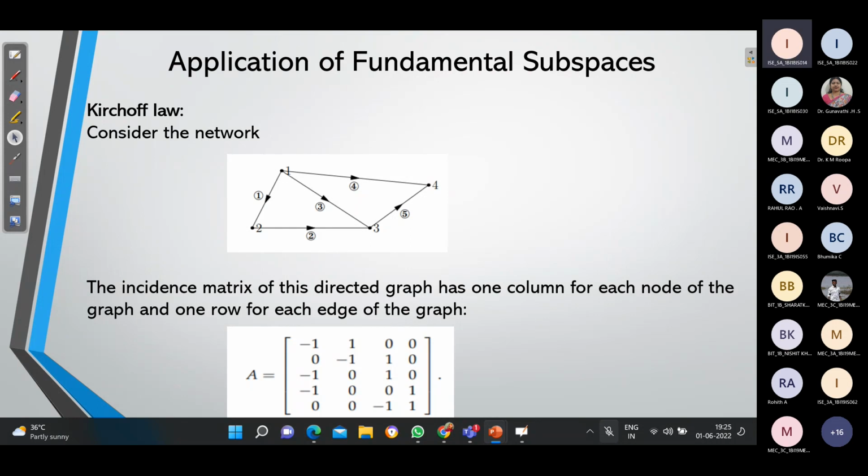If you consider the first edge, it is flowing from 1 to 2. So for 1, it is an outward edge, and for 2, it is an incoming edge. So for 1, it is represented as minus 1, and for 2, it is represented as plus 1. Since this edge is between only 1 and 2, nodes 3 and 4 don't have it, so it is 0. When you apply the same for all the other edges, you end up with this incidence matrix.